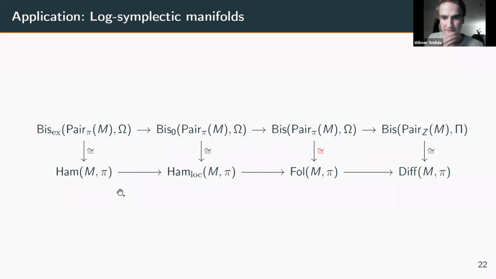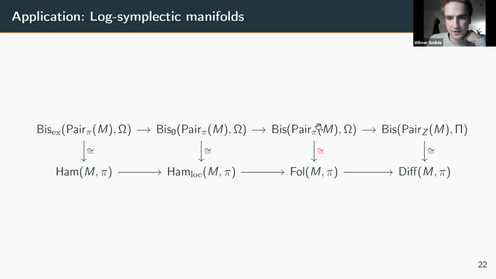Now to complete the full story, for log symplectic manifolds, on the bottom row we have our four groups of Poisson diffeomorphisms that we were interested in. And above we have always a group of Lagrangian bisections or coisotropic bisections. So we started by looking at the group of full Poisson diffeomorphisms, and these were obtained by the coisotropic bisections of the log pair groupoid.